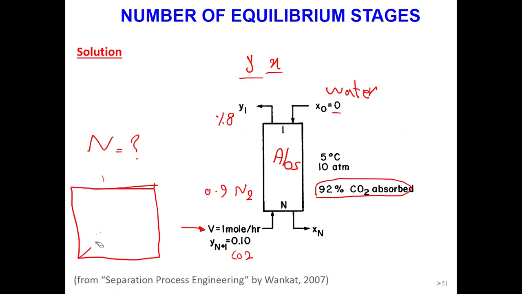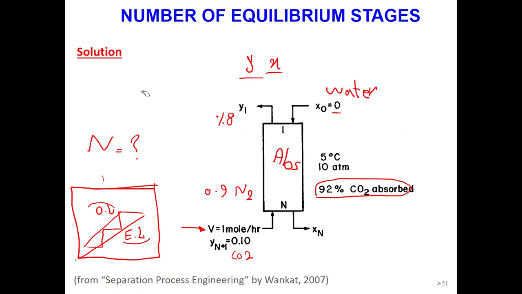So this is your equilibrium line. And this is your operating line. Equilibrium line and operating line. For these two, you need to plot them first, and after you plot them, you can plot your stages. So we start with the equilibrium line and then the operating line.